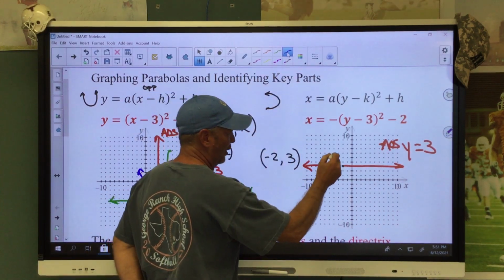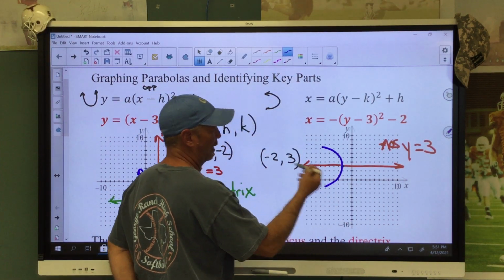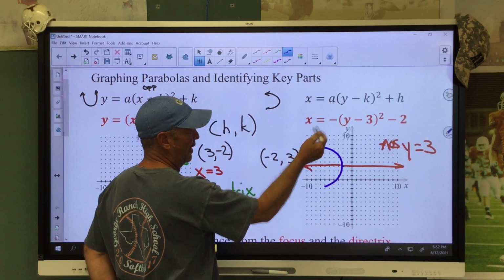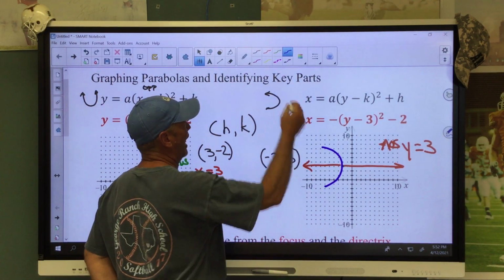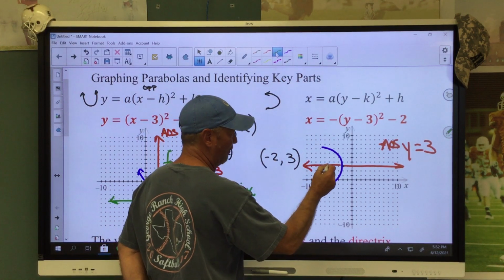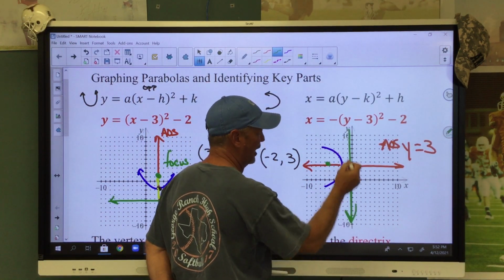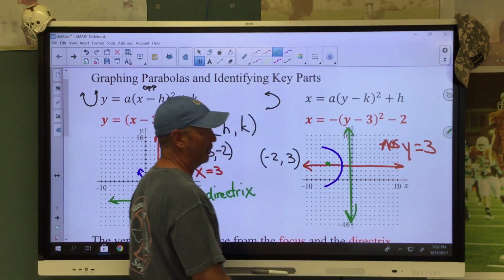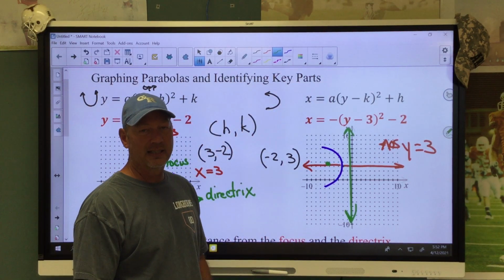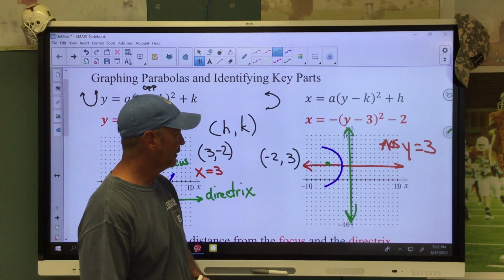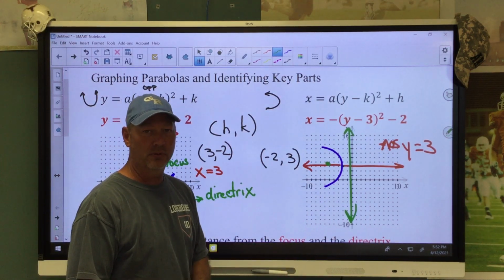I know my graph is going to open up to the left because it's negative. My a value is negative. I will have a point that is a focus inside the curve. I will have a line on the outside called my directrix, okay? That's just a brief summary of what we're about to do.